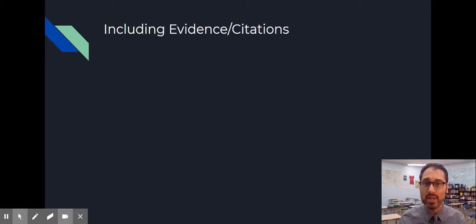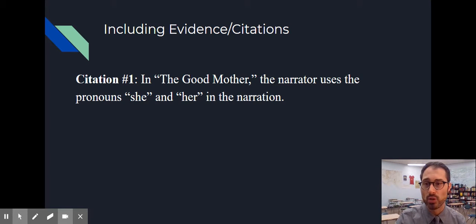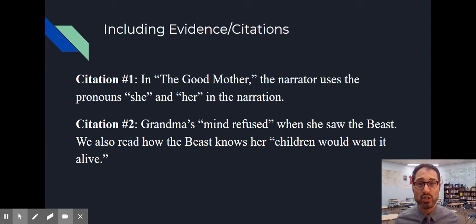Next, we want some evidence, and we actually did a two-part step with point of view. We took a look at pronouns and we took a look at character thoughts. So my first citation, in The Good Mother, the narrator uses the pronouns she and her. And in my second citation, my second example from the story, notice I'm putting quotes around words that are directly from the story, but Grandma's mind refused when she saw the beast. And then I added a second sentence for this citation. We also read how the beast knows her, quote, children would want it alive, end quote.